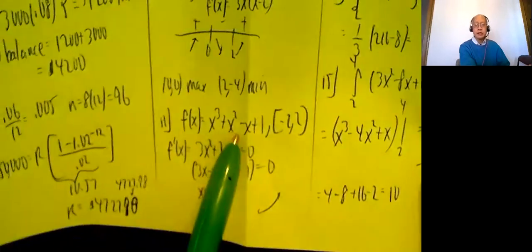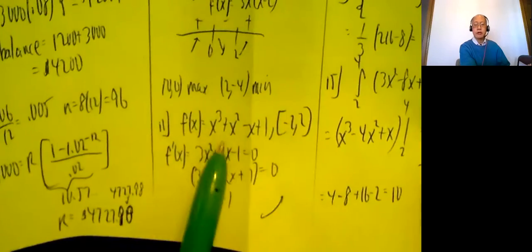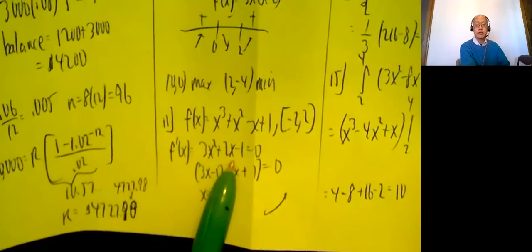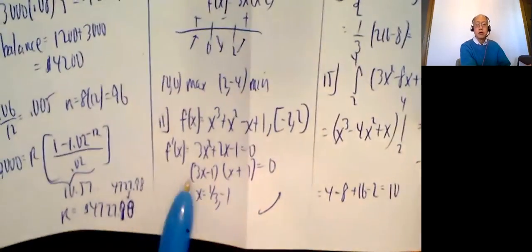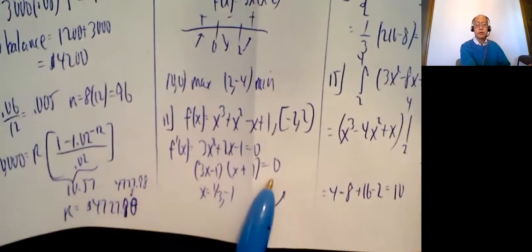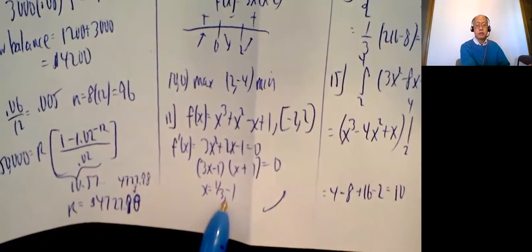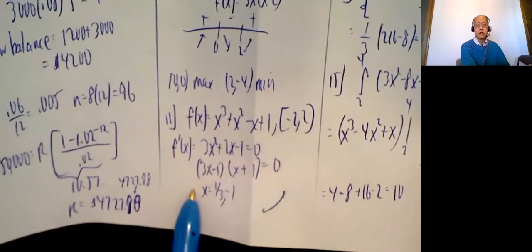Number 11, to find absolute max or min, you have to plug in the 2 endpoints and critical points. The derivative of this function is 3x squared plus 2x minus 1. Set that equal to 0. Factor: 3x minus 1, x plus 1 equals 0. This gives me x equals 1/3 and negative 1. So the numbers I have to plug in are negative 2, 2, 1/3, and negative 1.